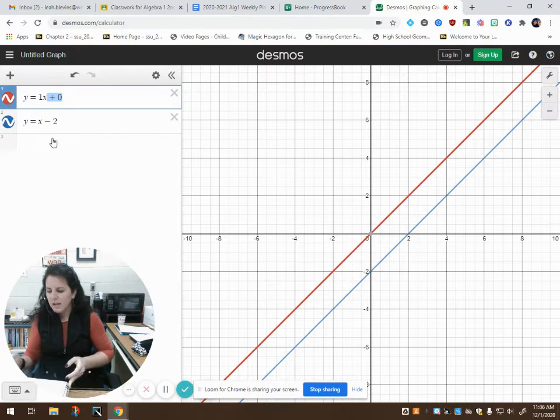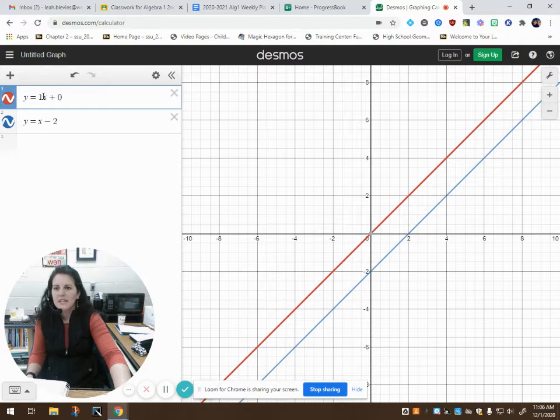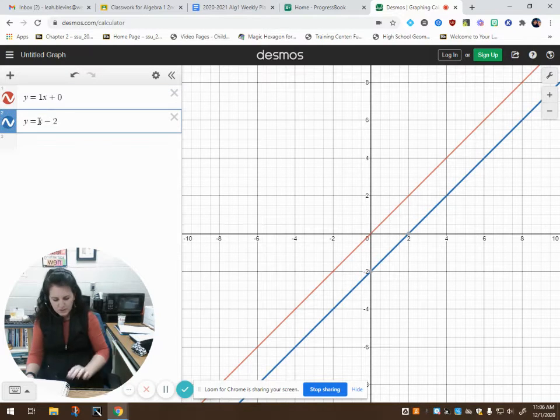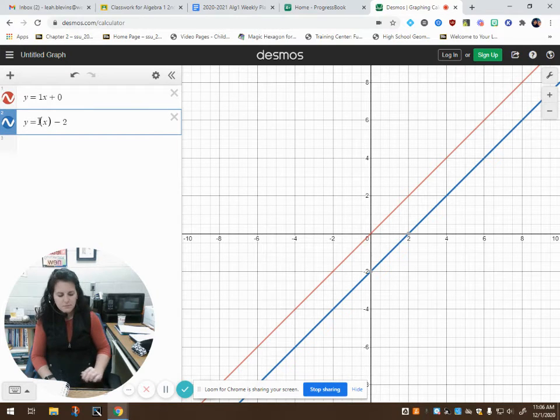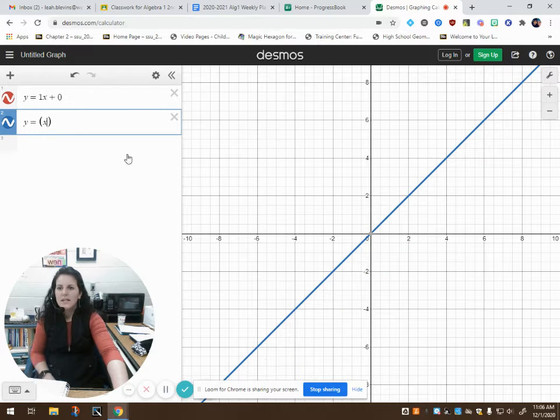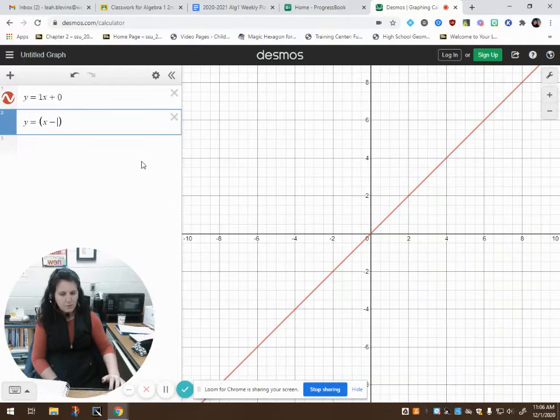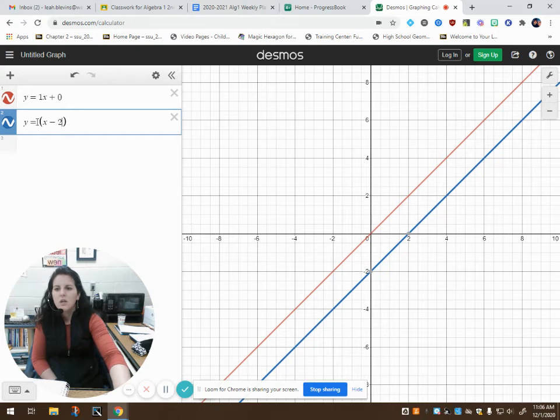Okay, so the other thing I would like to look at is how do we move the graph left or right? How do we make a horizontal translation? Well, there's a couple ways that we can do this, but the easiest way is to go in here and put this x in parentheses, and now we're going to do something to the x value. I don't want this minus 2 out here anymore. Instead, I'm going to put it inside parentheses. And look at what happened.